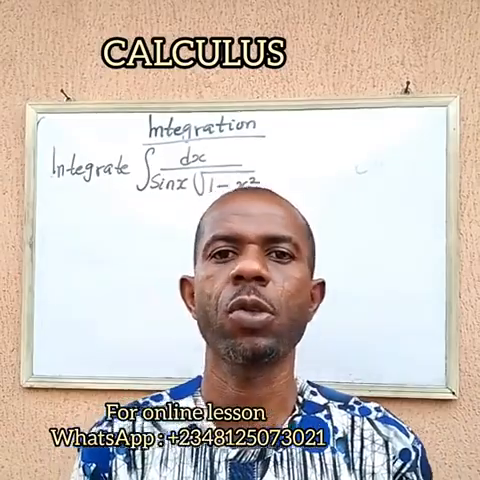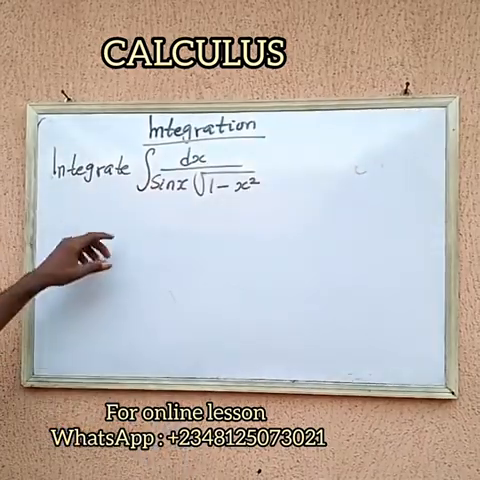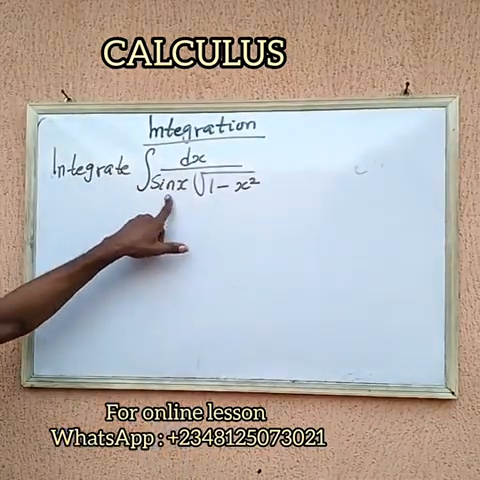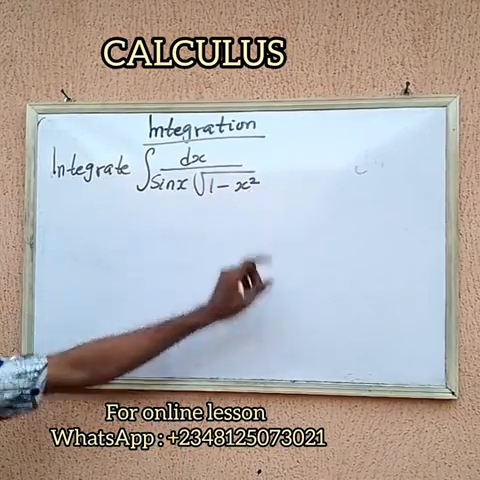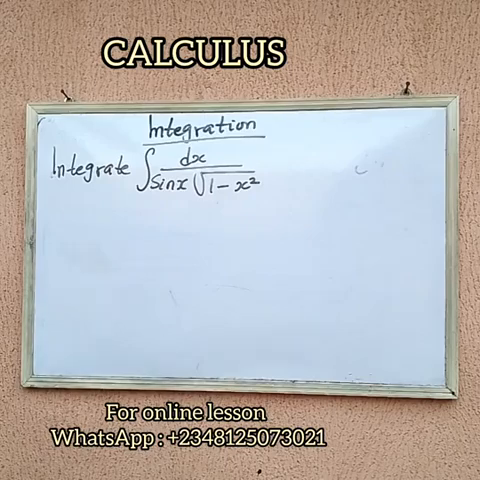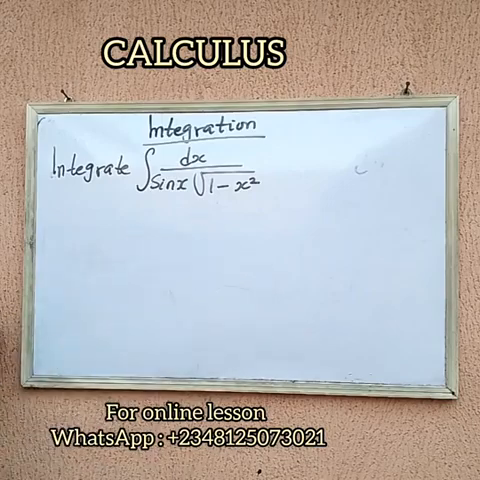In today's class, we are going to solve this question on the board. It says integrate x all over sine x multiplying the root of 1 minus x squared. So this question looks complicated, but it is very easy. It will only take us 2 or 3 steps and we will arrive at the answer.